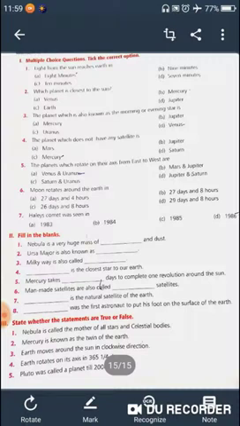Next, some fill in the blanks. Nebula is a very huge mass of what? Hot gases and dust. Ursa Major is also known as Seven Sages or Saptarshi. Milky Way is also called Akashganga.